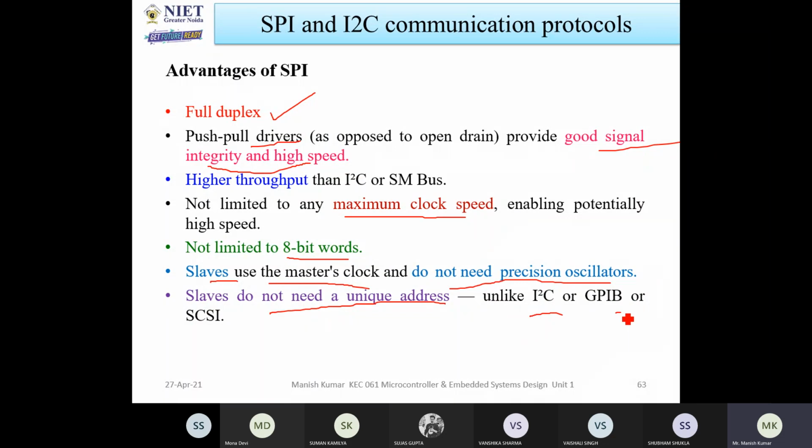But in I2C, GPIB and SCSI, we need a unique address. So I2C I will discuss. GPIB, what is GPIB? GPIB is called General Purpose Interface Bus.